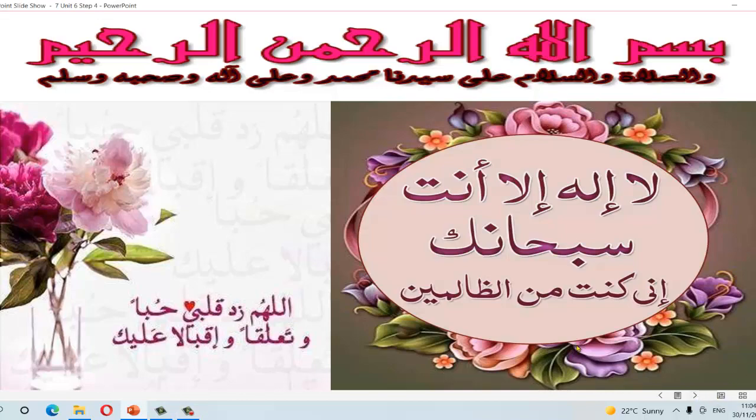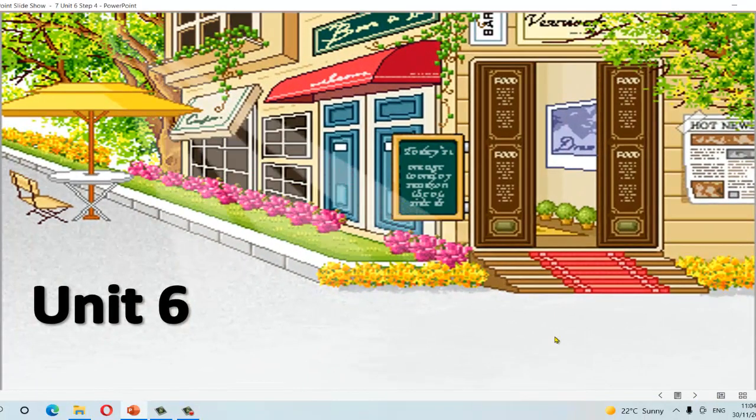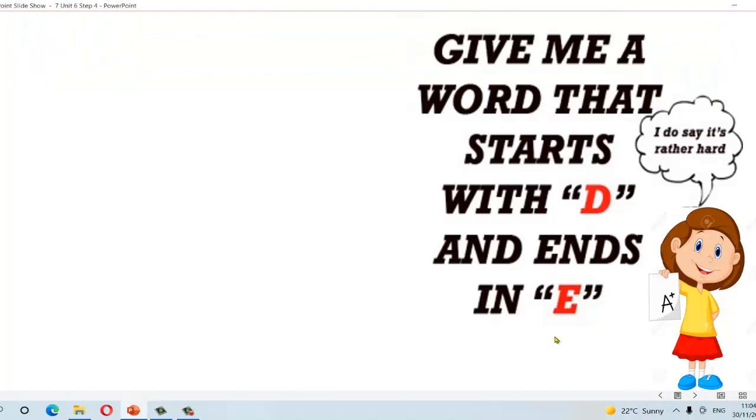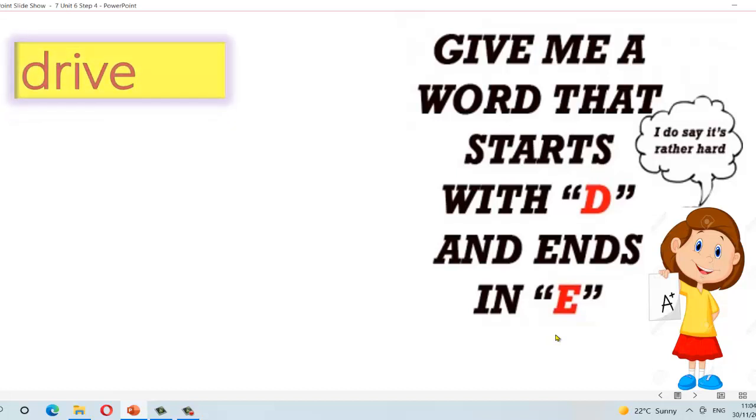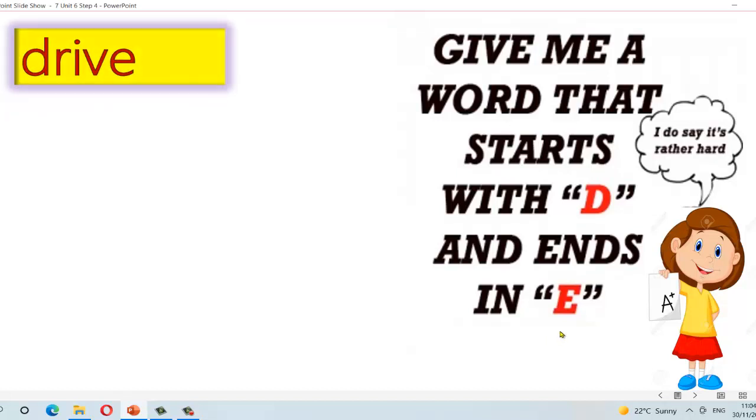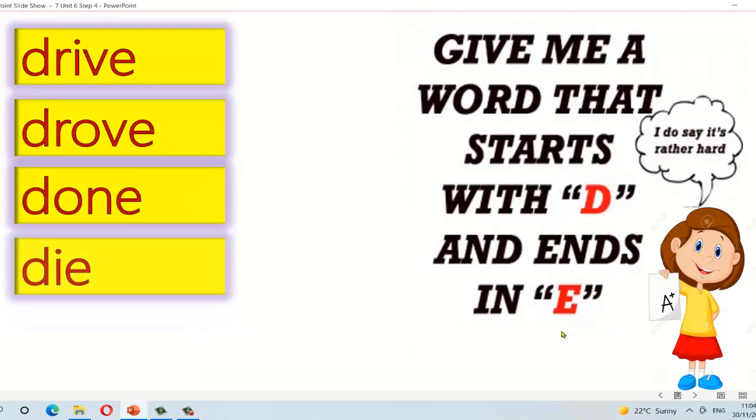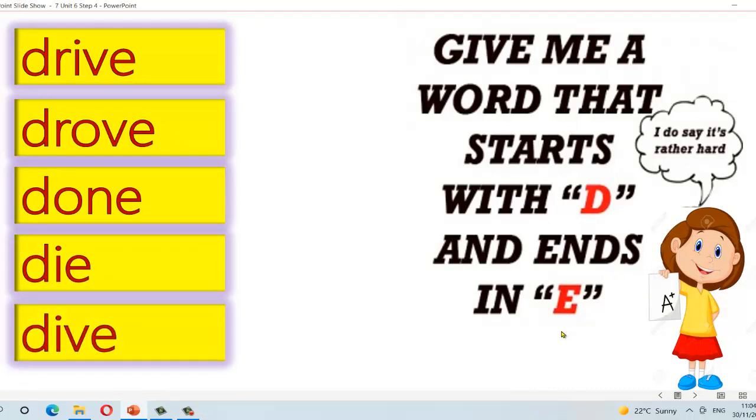Okay, let's start. Open your synth book, page 38. The opener of our lesson today: give me a word that starts with the letter D and ends in E. Who can give me the answer? Okay, drive, drove, done, die, dive. Okay, thanks a lot.